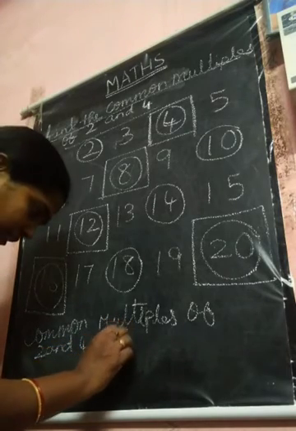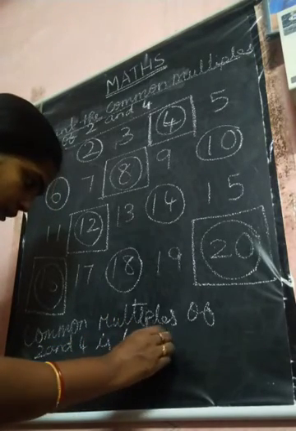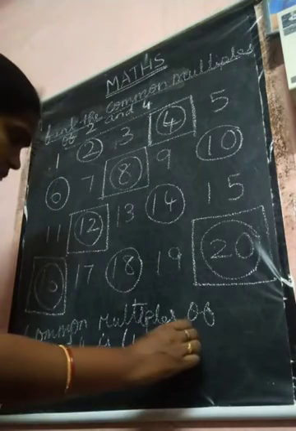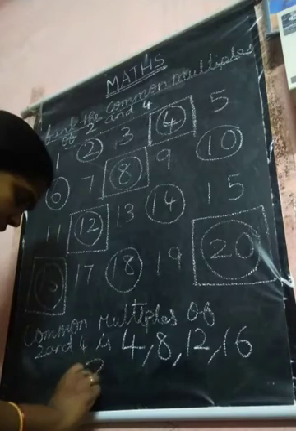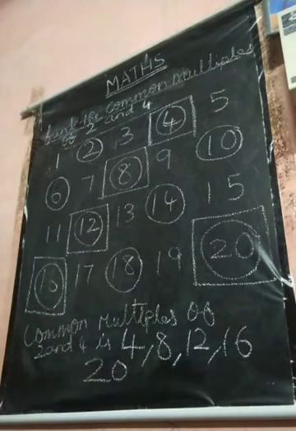What are they, say, children? Good. 4, 8, 12, 16, 20 are the common multiples of 2 and 4. Fine. Did all of you understand? How will you find the common multiples? The numbers that come in both the 2 tables and the 4 tables are the common multiples of 2 and 4.